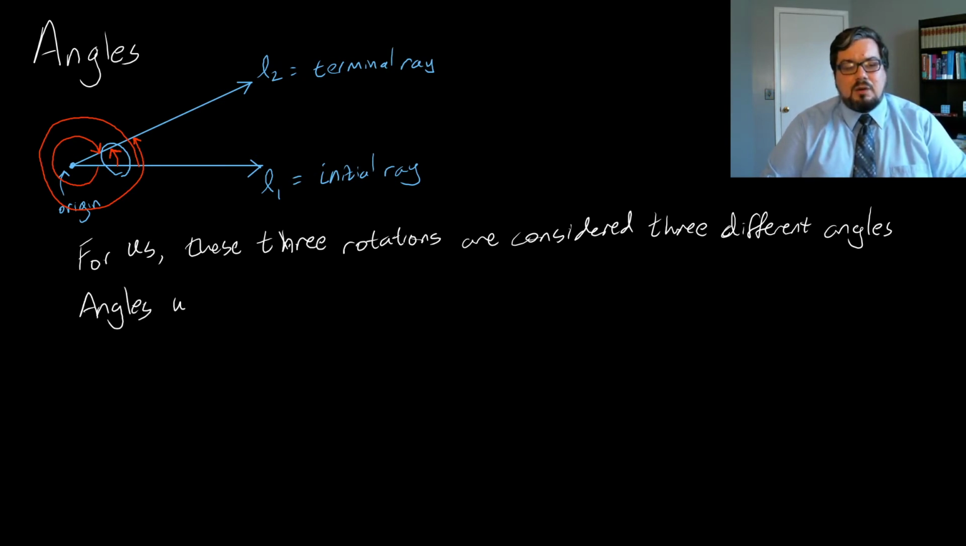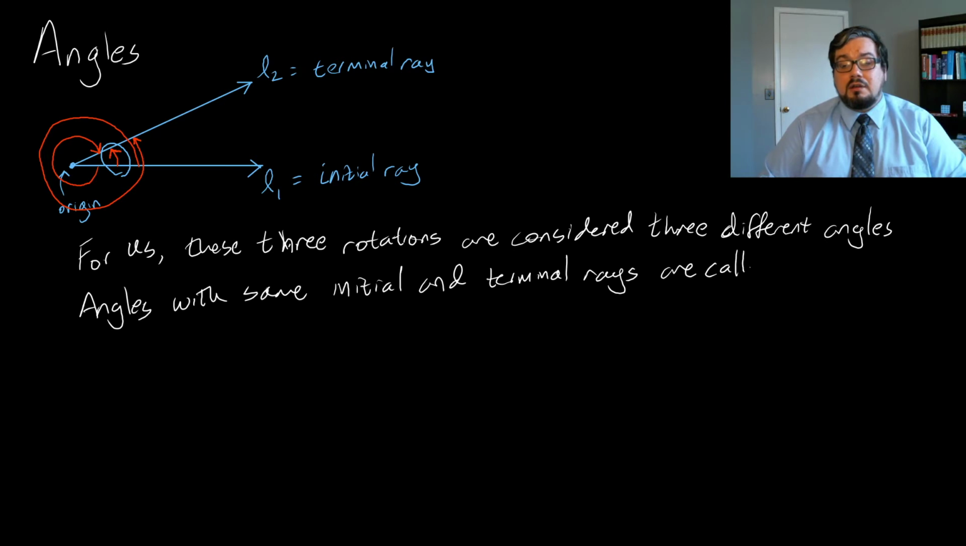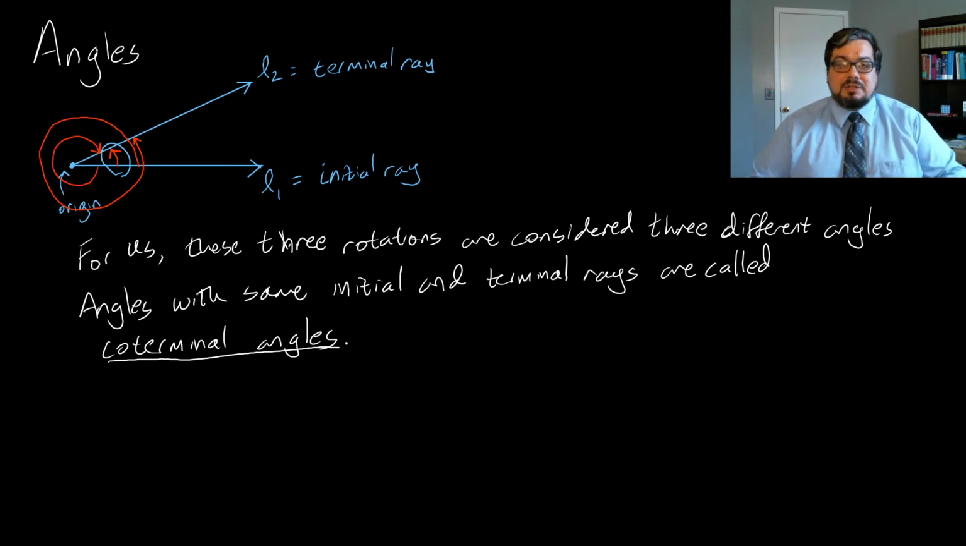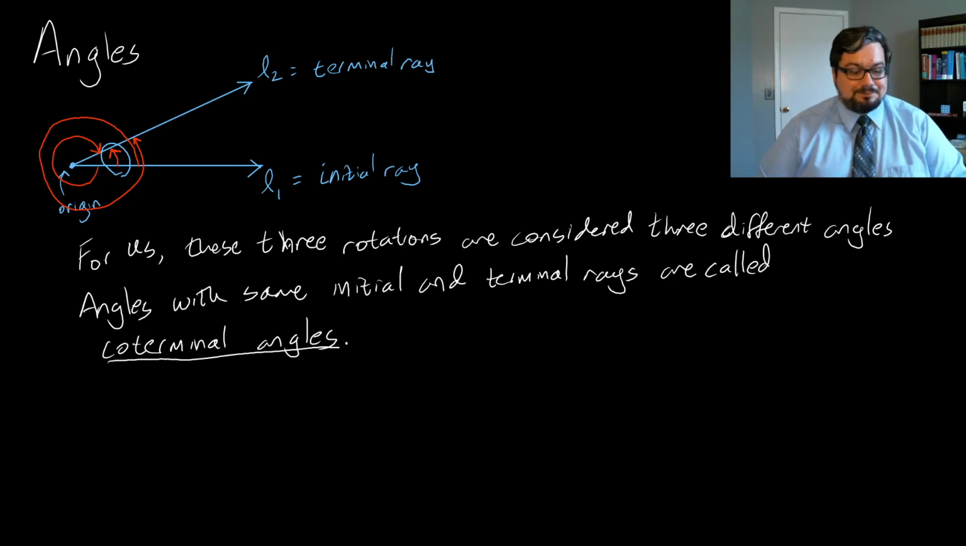Angles with the same initial and terminal rays are called coterminal angles. So the three angles, the three red angles, the rotations that we described before, all describe three coterminal angles because they all have the same starting and ending positions.